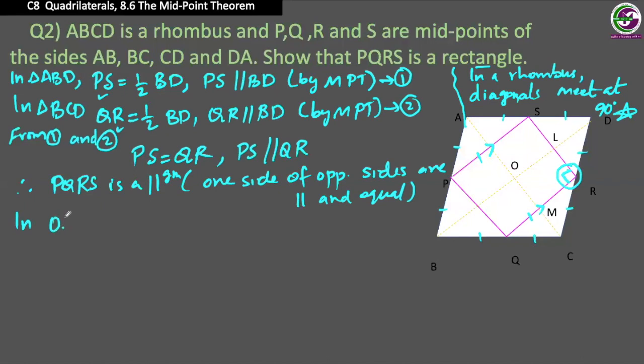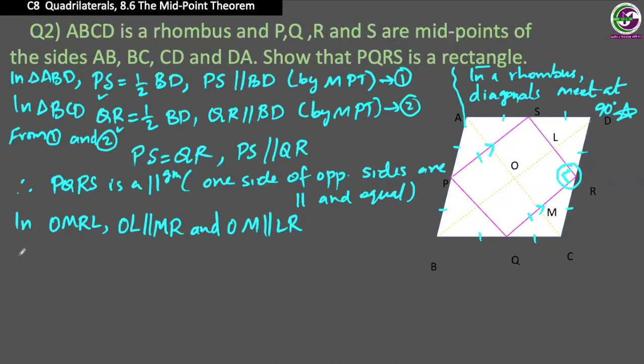In OMRL, we can see that OL is parallel to MR because it is a part of BD and QR. Also, OM is parallel to LR because in triangle ACD, AC is parallel to SR by midpoint theorem. So OM and LR are the parts of it.